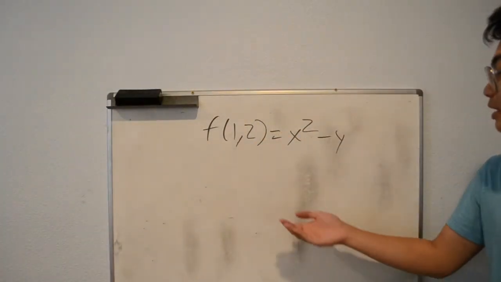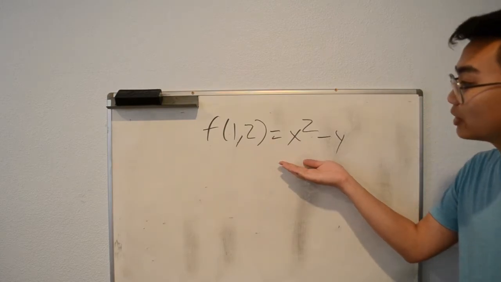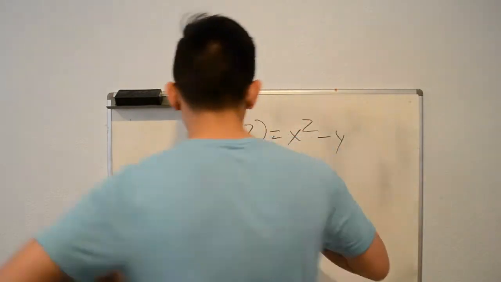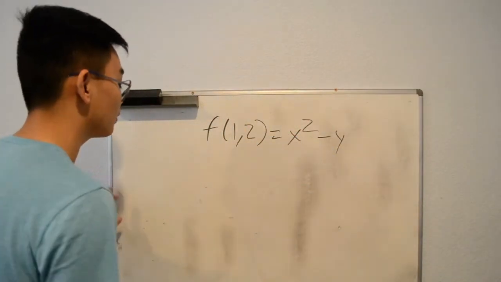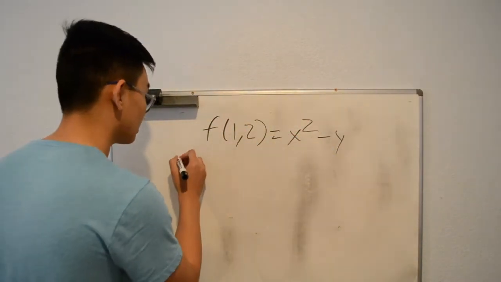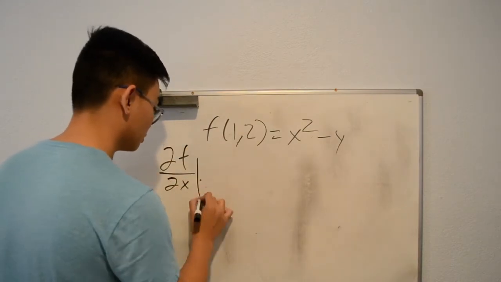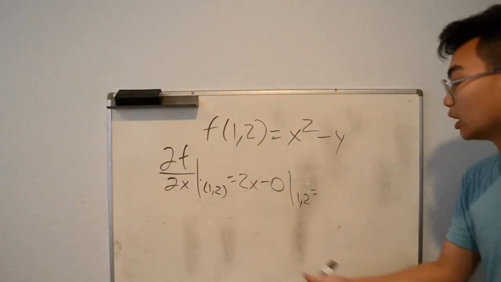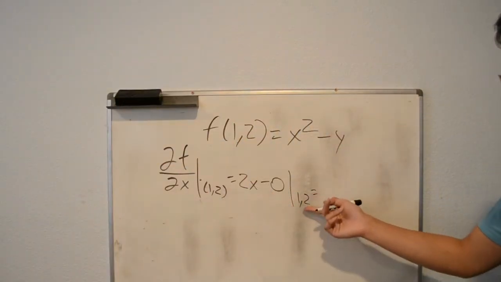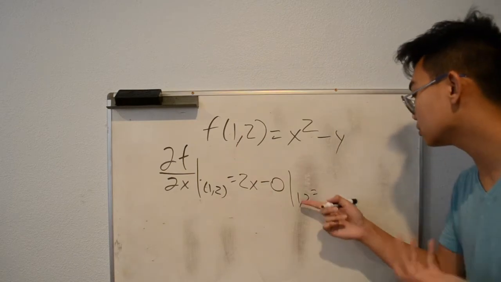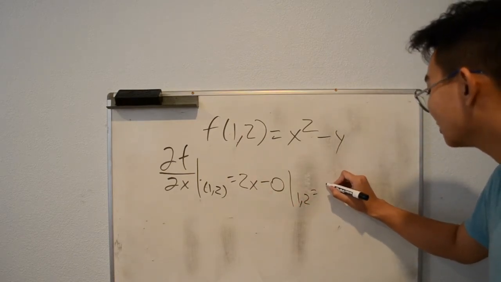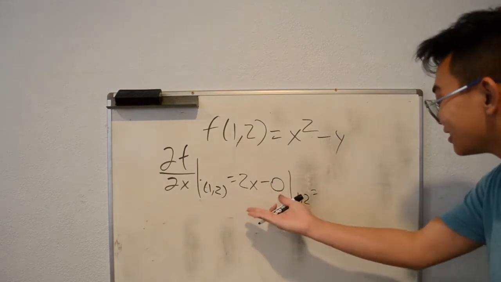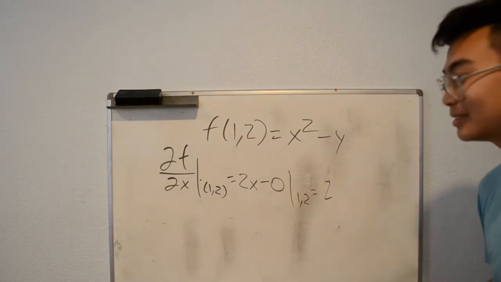Okay, so let's start with an example. Given this equation, let's see what the partial derivative would be given this point. If you wanted to find the partial derivative for x, you would start with x. After finding the partial derivative, you would plug in the points. 2 doesn't get plugged in because, and then you end up with 2.